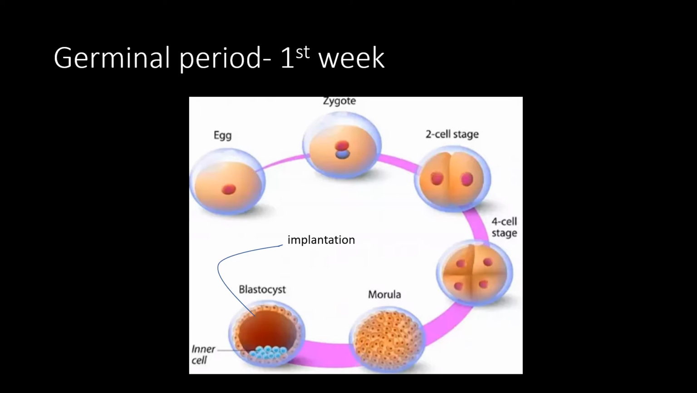Of all this, we are going to see only the first week changes. First week changes means, after fertilization, from the cell division to the implantation, which comes under the first week of the germinal period. Here in the picture it is given. Once the zygote is formed, the cleavage division occurs, and then it goes to the morula stage, then blastocyst, and finally it ends in implantation. So these are the first week changes of the germinal period.